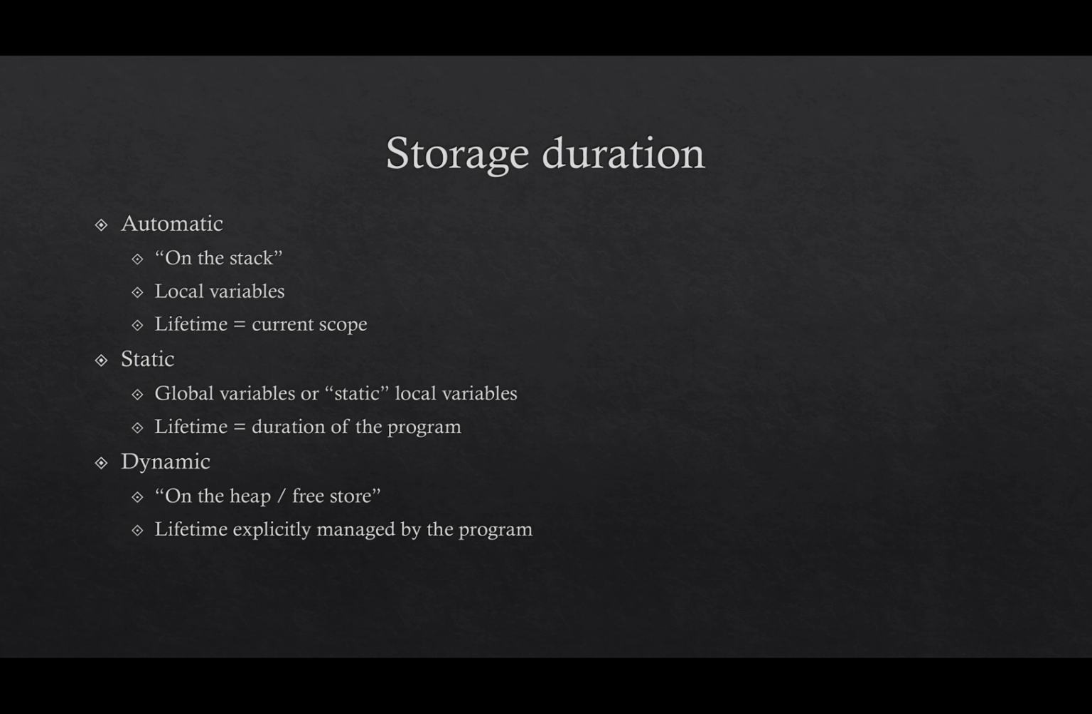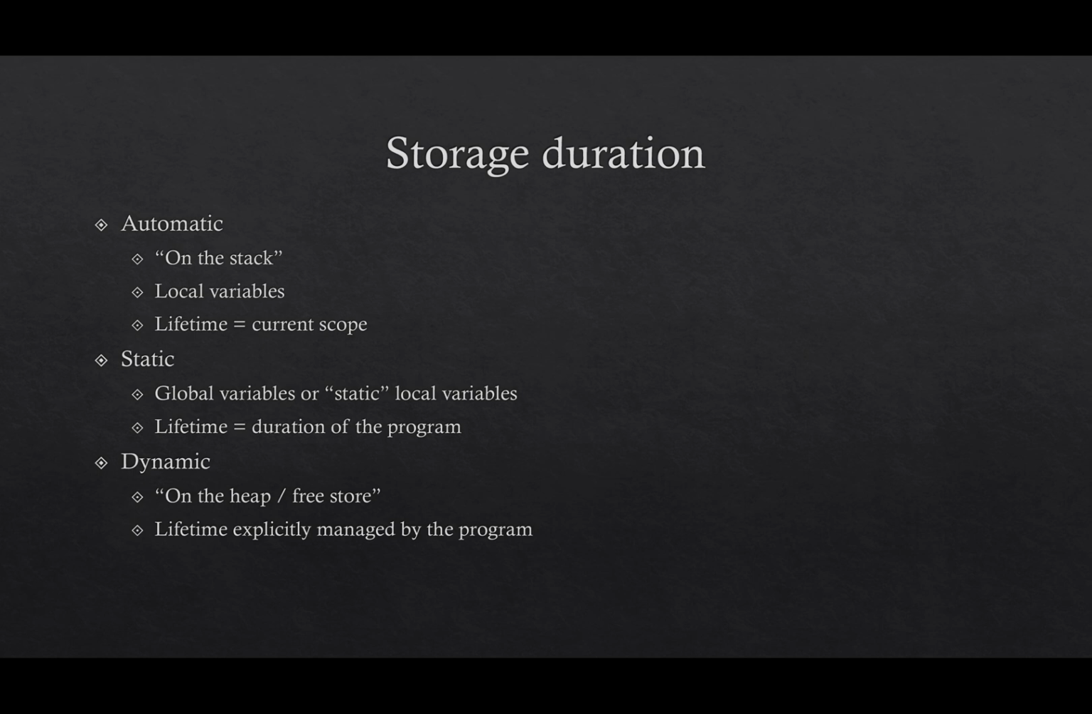So automatic storage duration is what applies to local variables. These are stored on the stack, that is, in temporary storage that goes away when a function returns. And the lifetime of the variable, therefore, is tied to the flow of control. As the flow of control leaves a particular block or leaves a function, then the storage allocated to that variable automatically goes away because the stack frame for that function is popped off the stack.